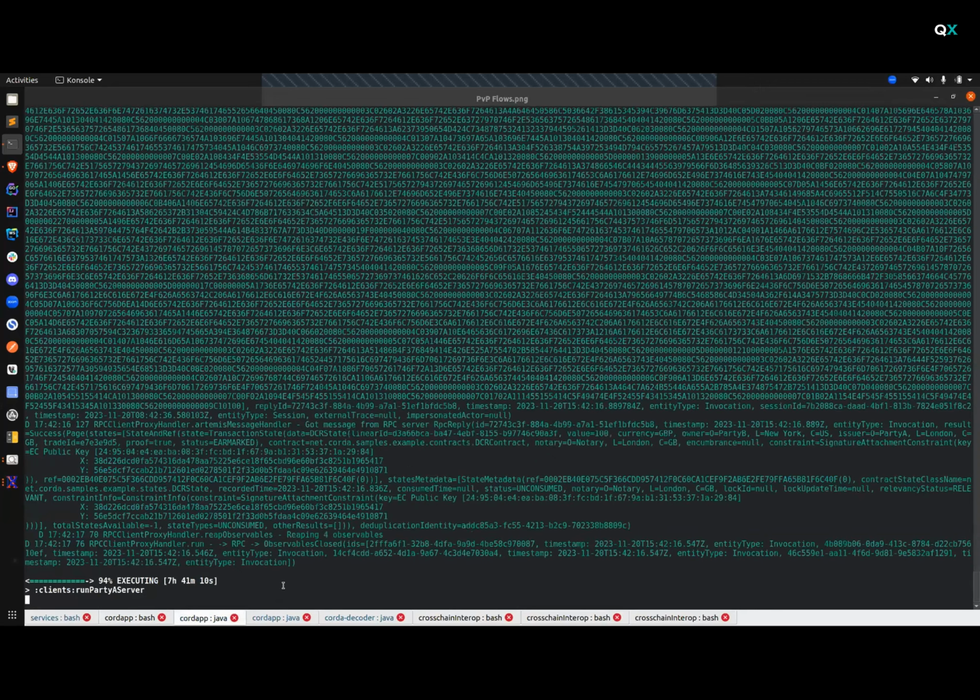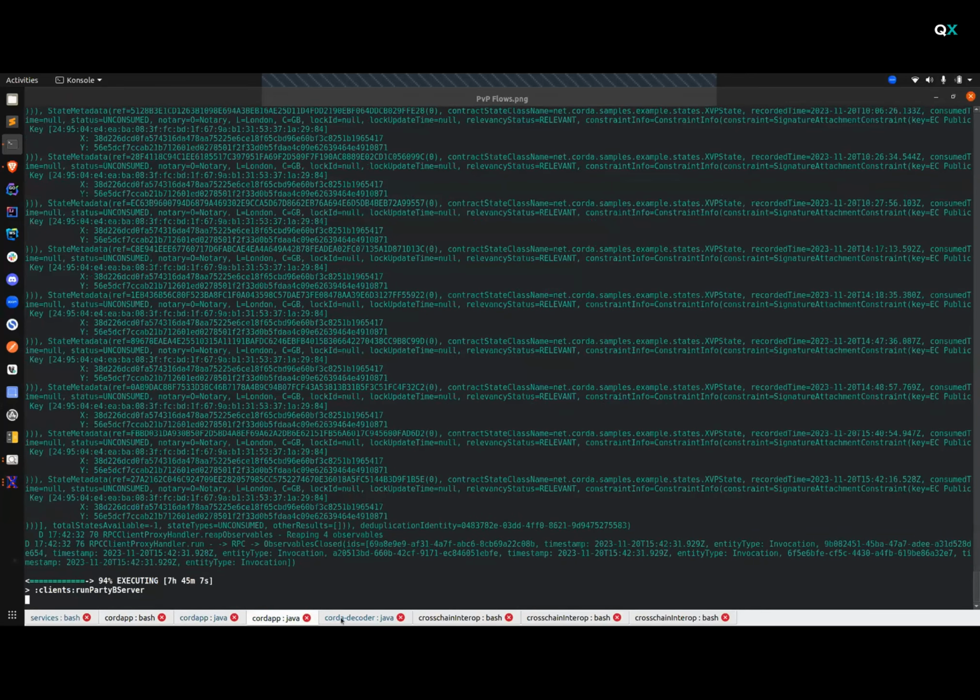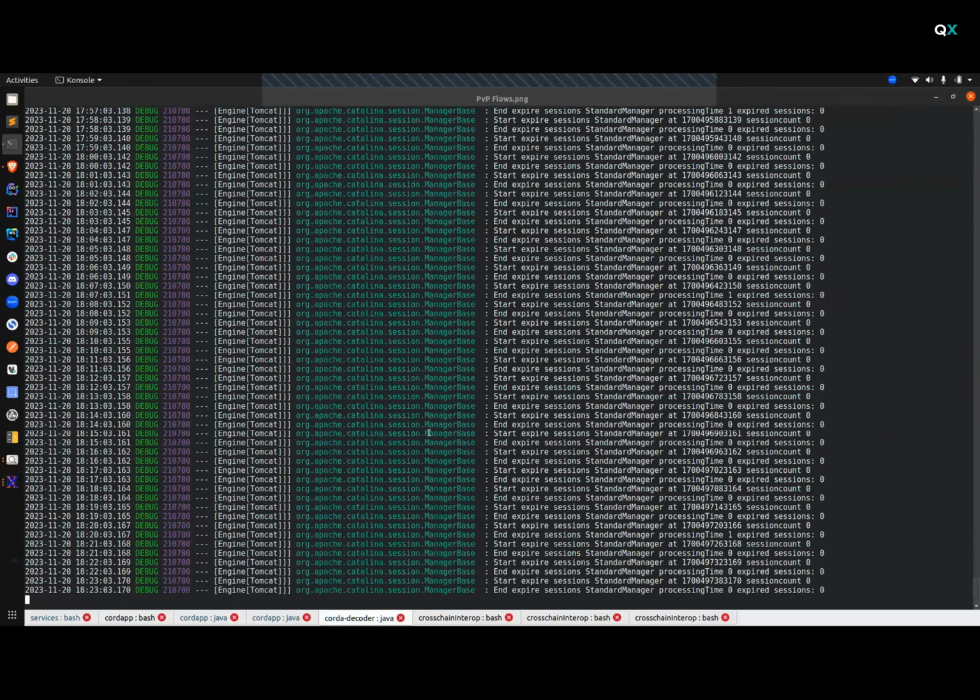Then I started a server to talk to Corda node A, and a server to talk to node B. Also a Corda decoder service. I will say why this is needed: it will take a Corda transaction and turn it into a Merkle proof.